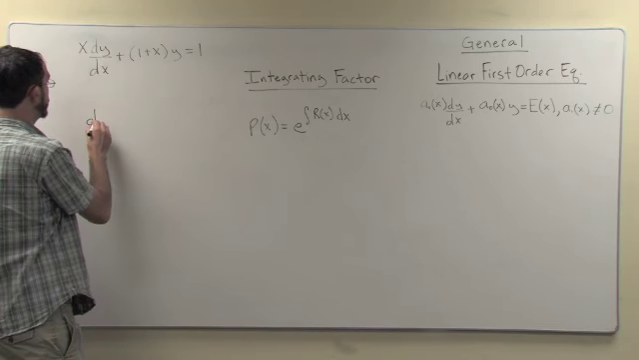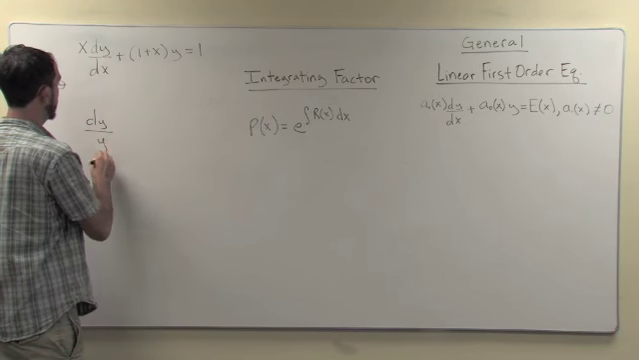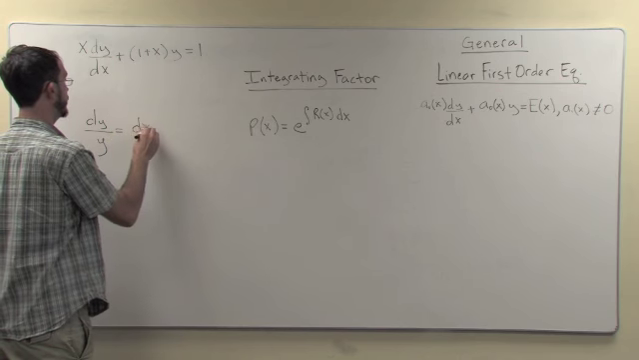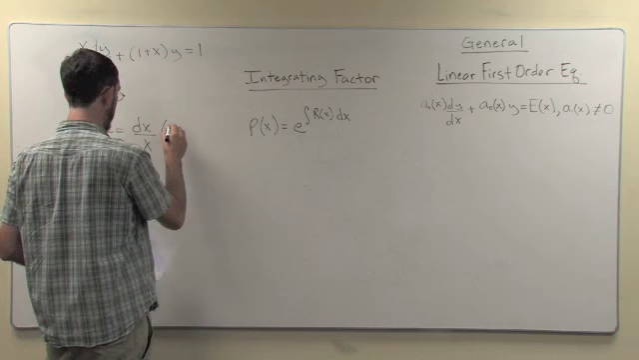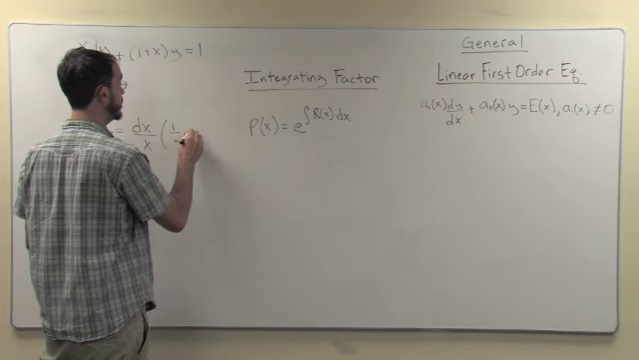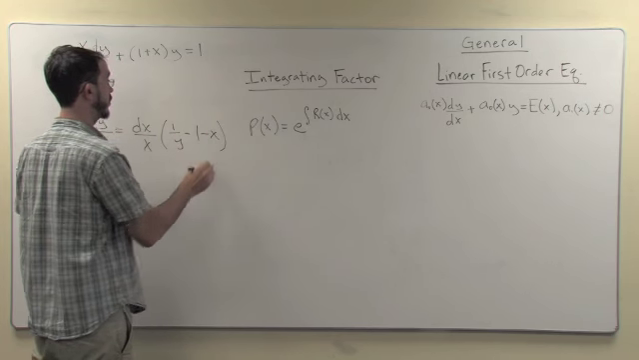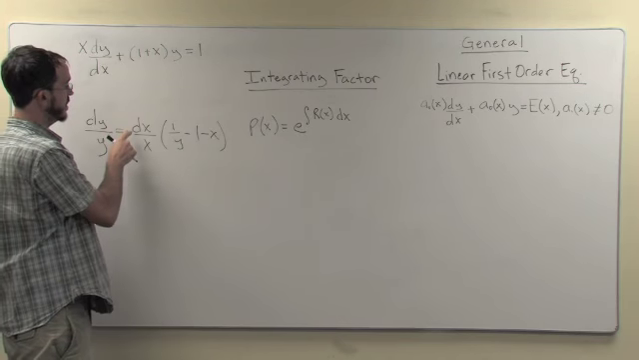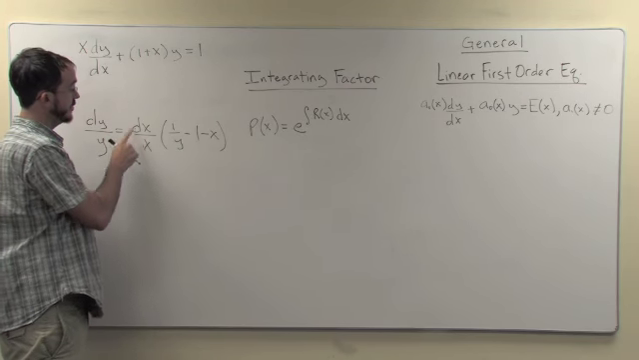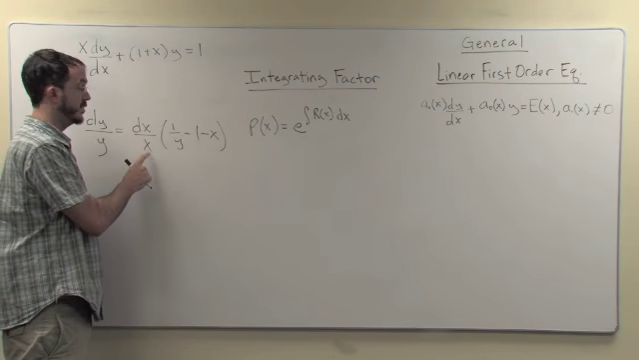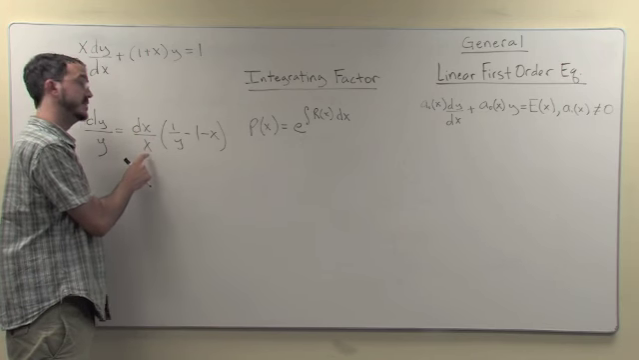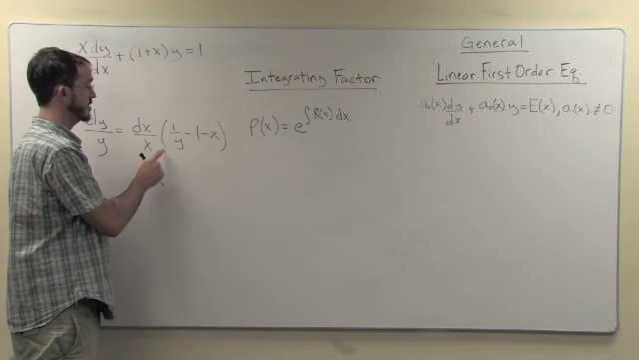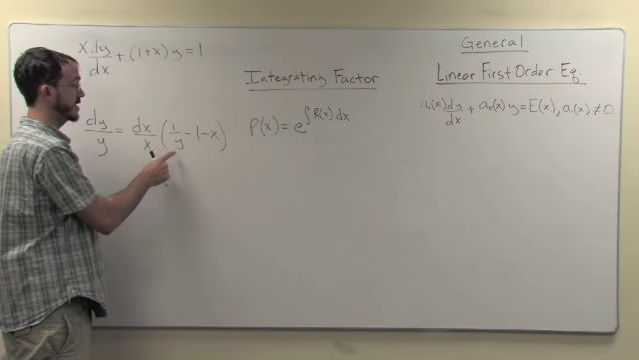We may be able to isolate both the differential elements of x and y on either side of the equation, but the corresponding functions will not be completely in terms of either x or y. Notice on this side of the equation, we have the differential element of x, but the function that we're multiplying that differential element of x by is not completely in terms of x. It is instead both in terms of x and y.